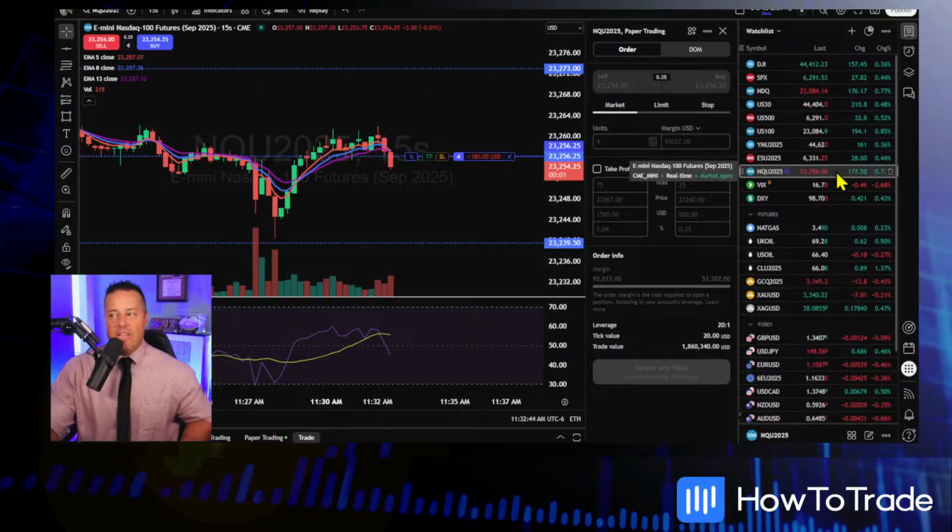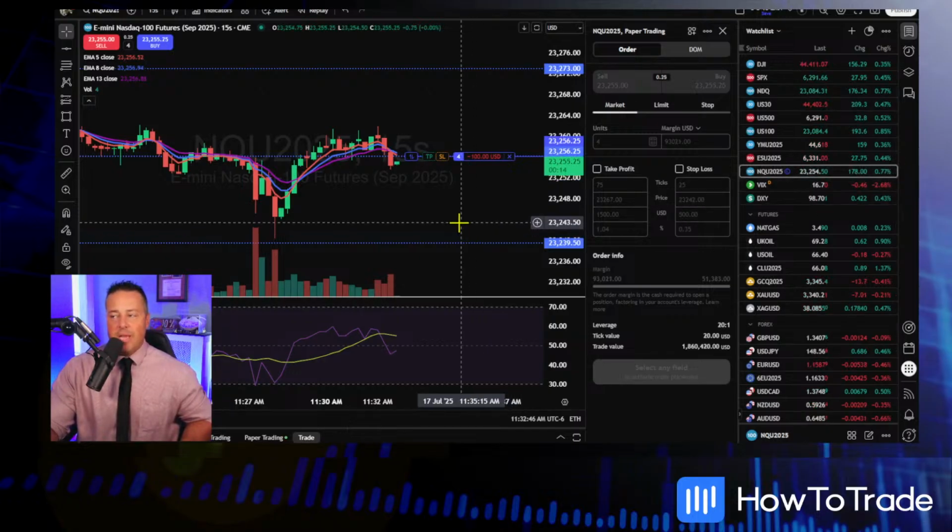The NASDAQ's in the green today, up about 0.75%. Is this the best trade location of all time? I wouldn't really say it's that great. We're sort of bought into the middle of the day's range, but on a 15-second chart with these technicals, it doesn't matter.